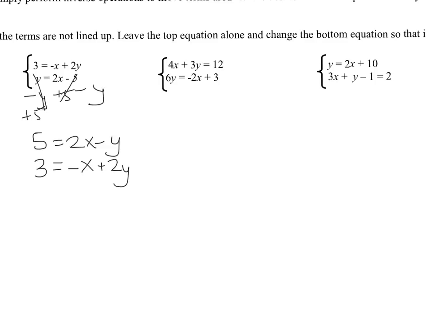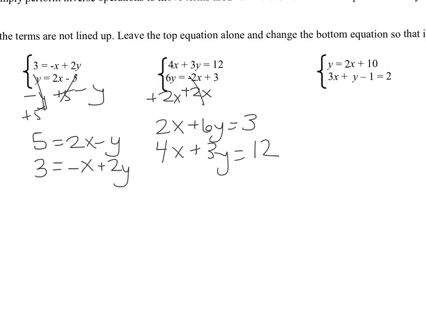That's just the way that I chose to do it. The next one, what I would do with the next one is, again, just get x and y to one side. And that's really easy. With the bottom, just add 2x to both sides. And then when you write the 2x, put it first. So it's 2x plus 6y equals 3, and then right underneath it I'm going to write 4x plus 3y equals 12. Okay, again, that's not the only way to do it.